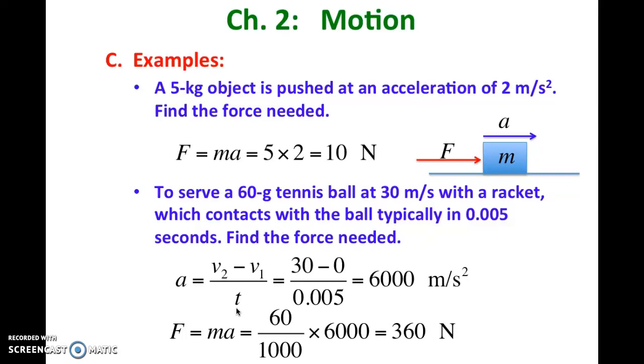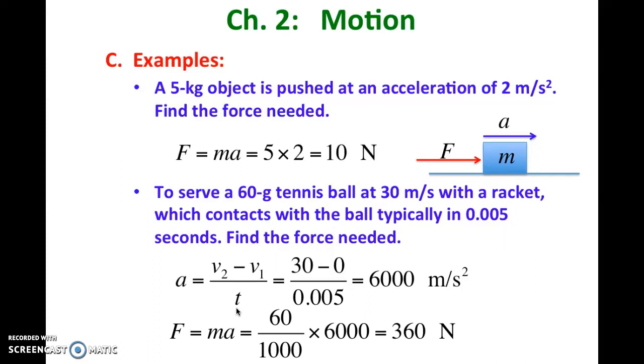The second example is to find the force needed when a tennis player serves a 60-gram tennis ball at 30 meters per second with a racket, which contacts the ball typically in 0.005 seconds. Here the mass of the ball is 60 grams, which is equal to 0.06 kilograms. Considering the ball to be hit by the racket from rest to 30 meters per second in 0.005 seconds, we find the acceleration of the ball.